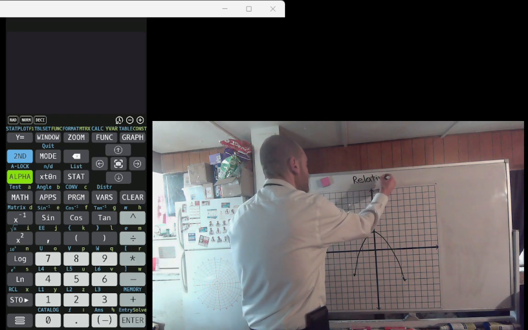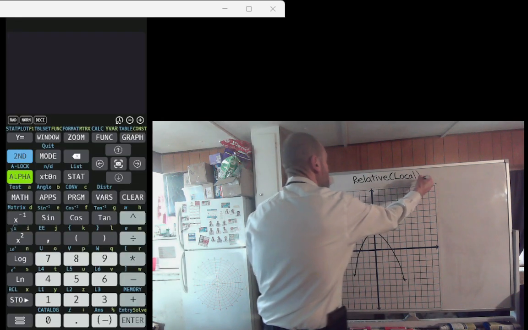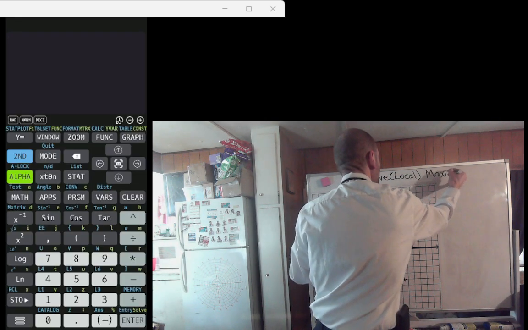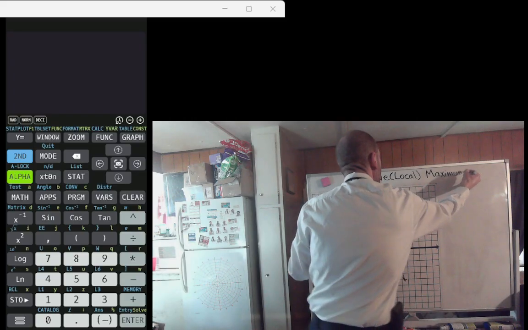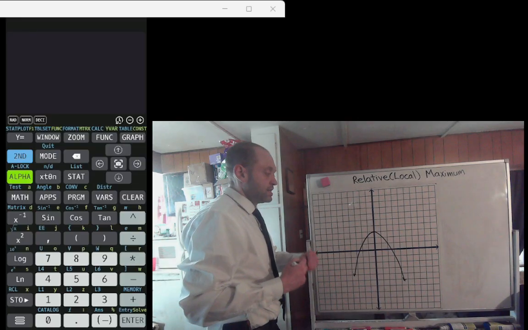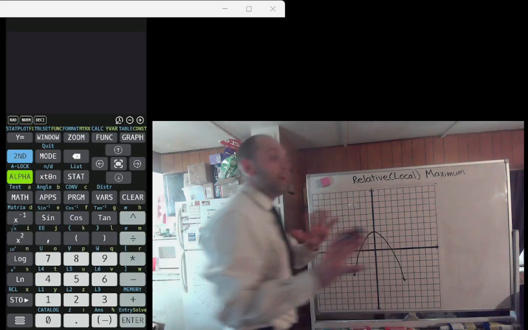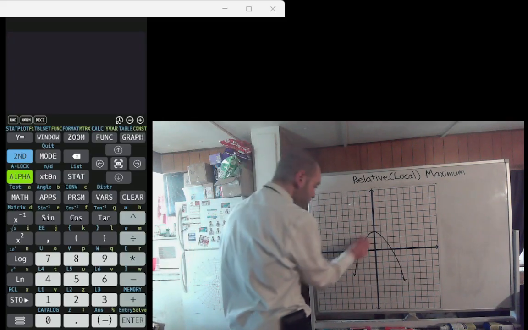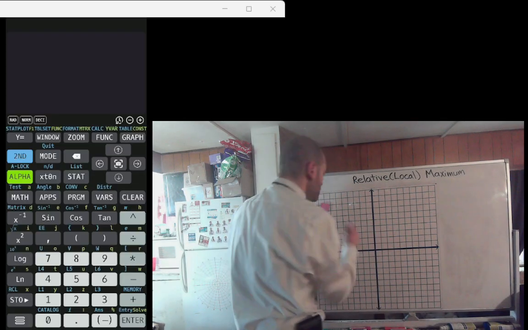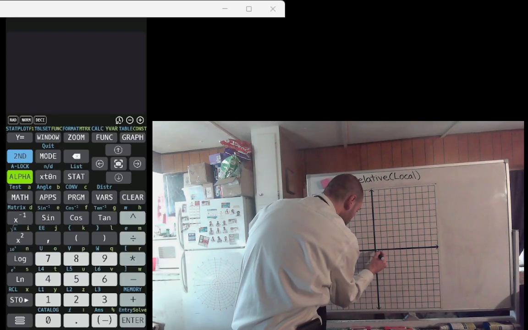This is going to be a relative, also known as a local maximum. When you go from increasing to decreasing at a single point, that is your relative, also known as your local maximum. And then on the flip side, you guessed it, we have a relative or local minimum.